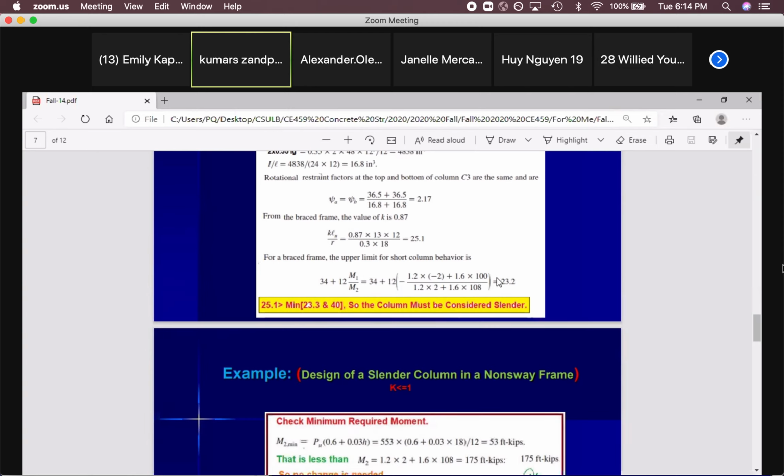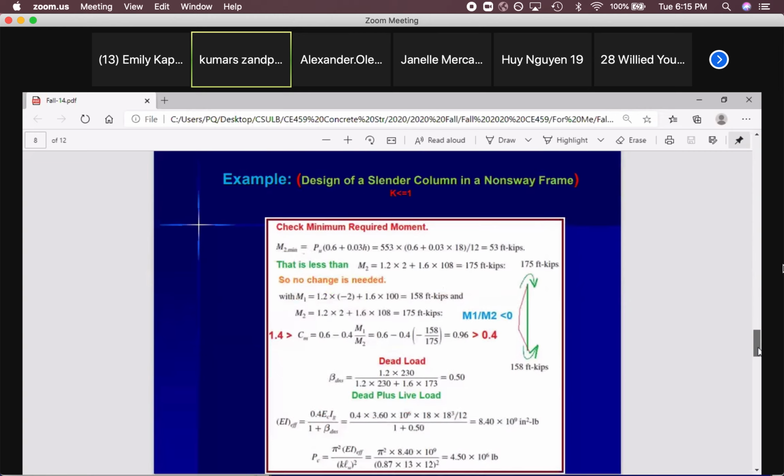So we will get 23.2. That's the answer. Between 23.3 and 40, pick the minimum of these two. The minimum of 23.3 and 40 is 23.3. As you can see, K LU over R is greater than the minimum of these two. It means that the column must be considered slender because it's more than the minimum of these two. If it was less, you should go after a short column. So it's a slender column. We should go with the slender.